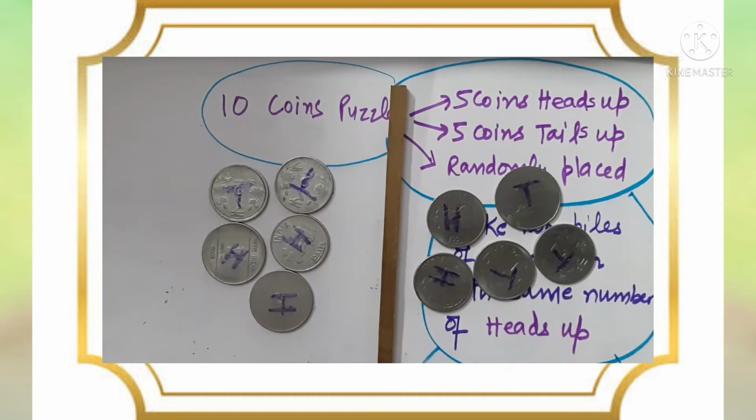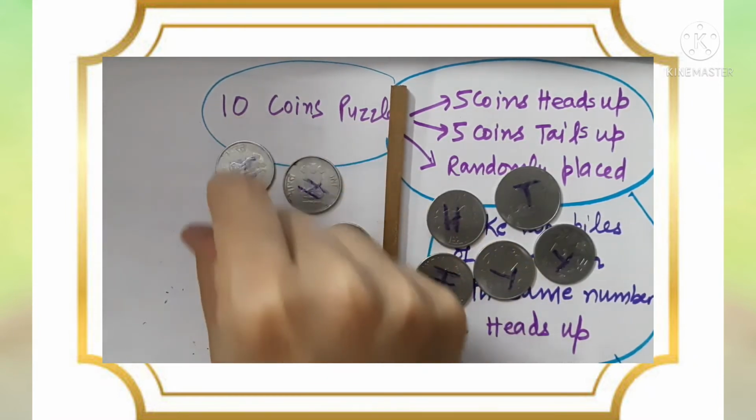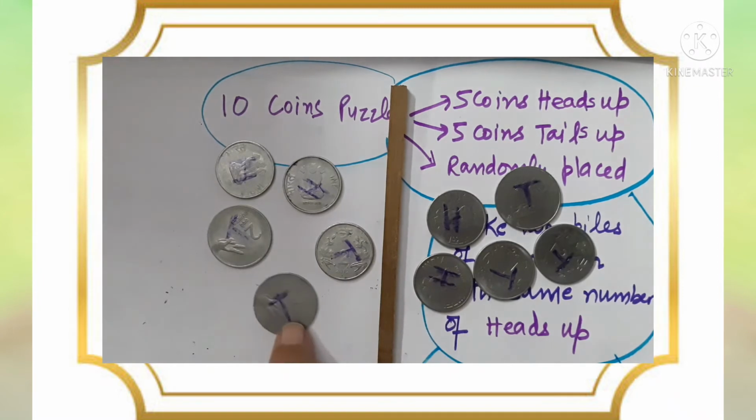Now choose any of the piles and flip all the coins one time. This time let us do it on the left side. So I'm going to flip it. You can see that I flipped all the coins on the left side. So how many heads are there?